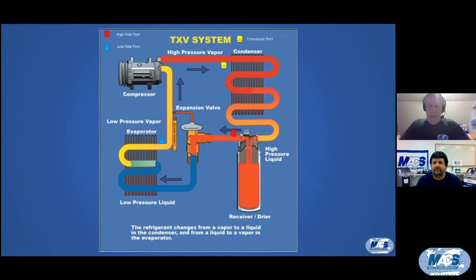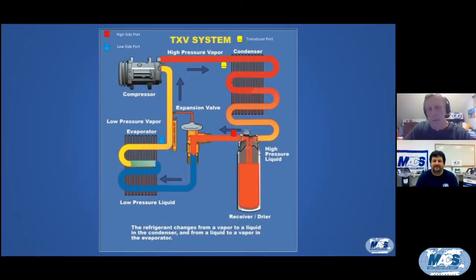In this particular slide, we've got a pressure transducer that's located up here on the discharge line, and we've got a high side service port that's located down here just past the dryer. So we can easily, by looking at our transducer and looking at our high side gauge, determine how much of a pressure drop we've got taking place through that condenser and dryer assembly.